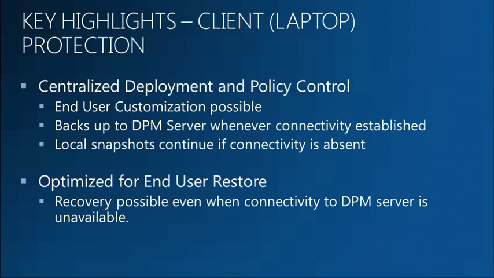We do a local snapshot as well as a snapshot to the DPM server when that machine's online. So even if an end user is offline, disconnected for an extended period of time, we're doing local snapshots of that data so they can recover from that local snapshot themselves, even without a connection to your network. If they don't get network-based protection for a certain period of time, we have the ability to alert you to that fact as well.